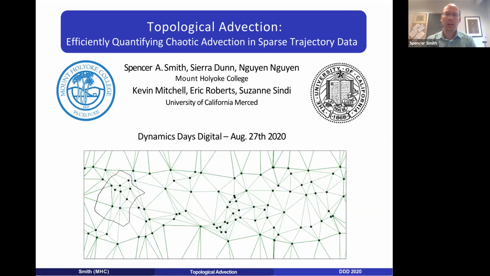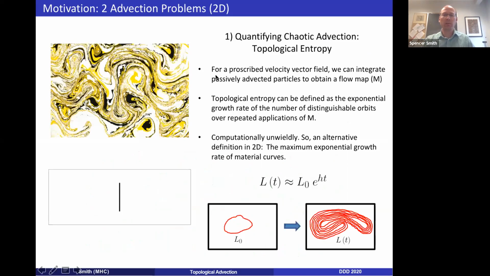I'm going to be talking about topological advection, and I will certainly explain a lot about what that means as a general problem. This is work that I've done with some undergraduate students of mine, Sierra Dunn and Wynn, and also some of my collaborators at the University of California, Merced, in particular, Kevin Mitchell. So what is topological advection? First of all, I'm going to talk about two different advection problems in general, and then we can see how the topology comes into this.